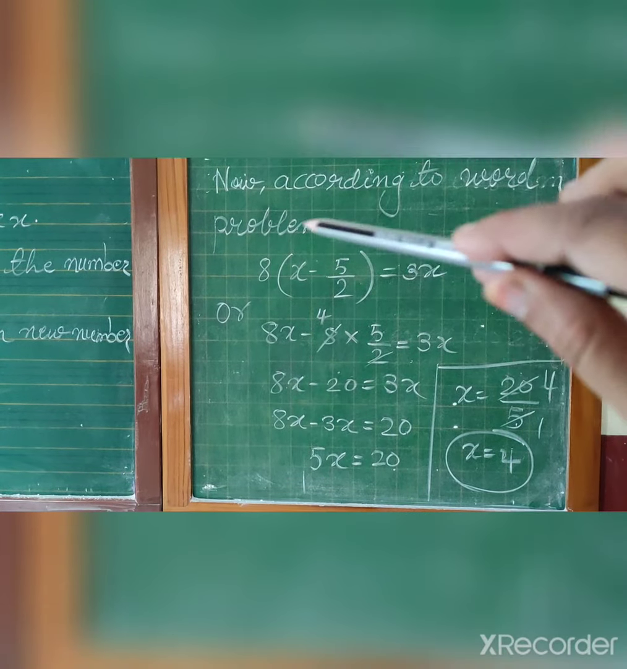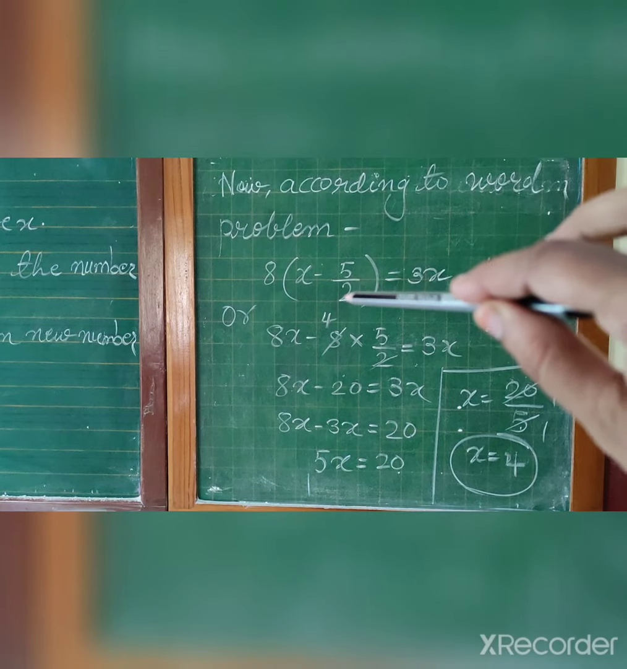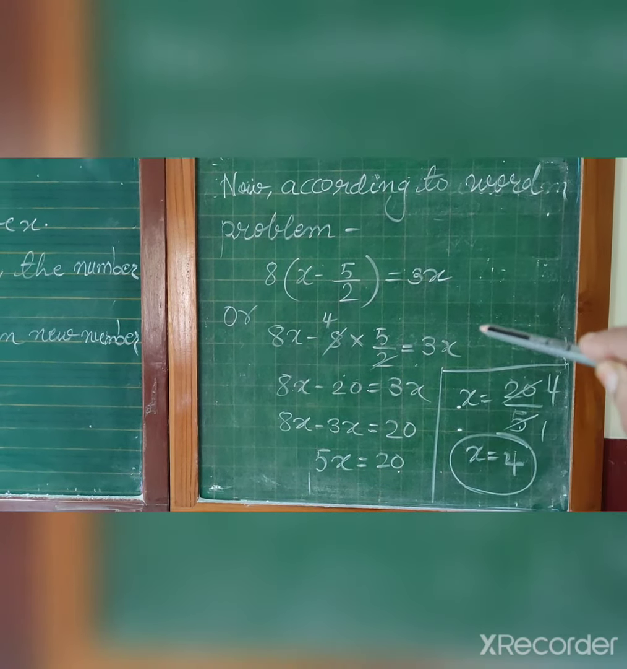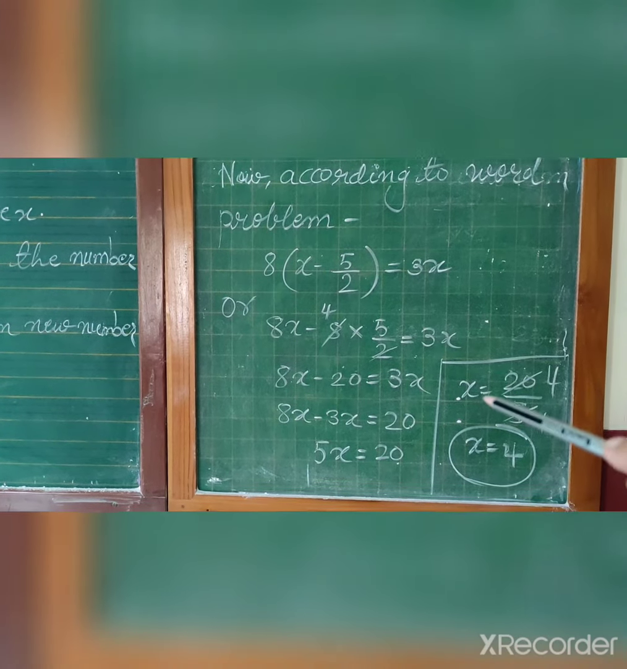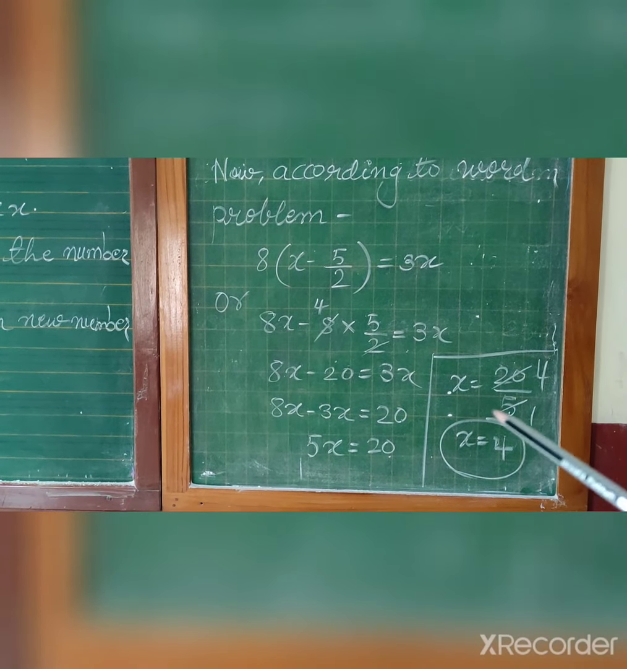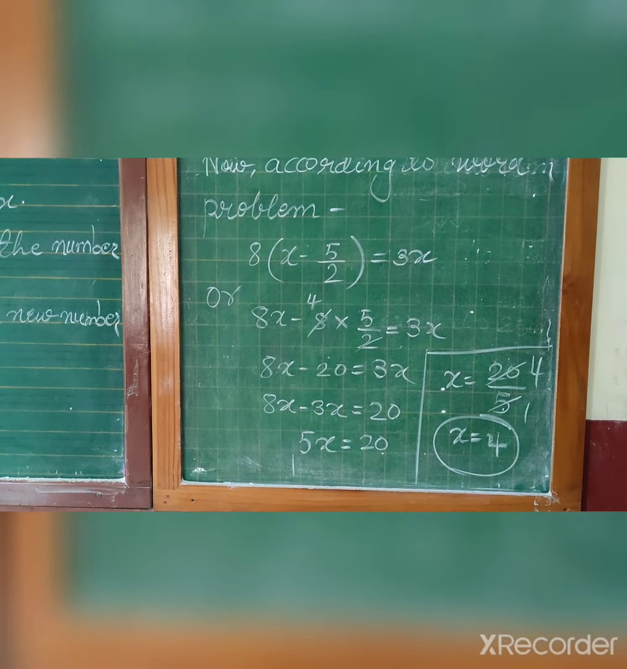So 8x minus 8 into 5 by 2 equal to 3x. 8x minus, 2 4s are 8, 4 5s are 20, equal to 3x. 8x minus 3x equal to 20, 5x equal to 20, x equal to 20 by 5, so x equal to 4. So the number is 4.